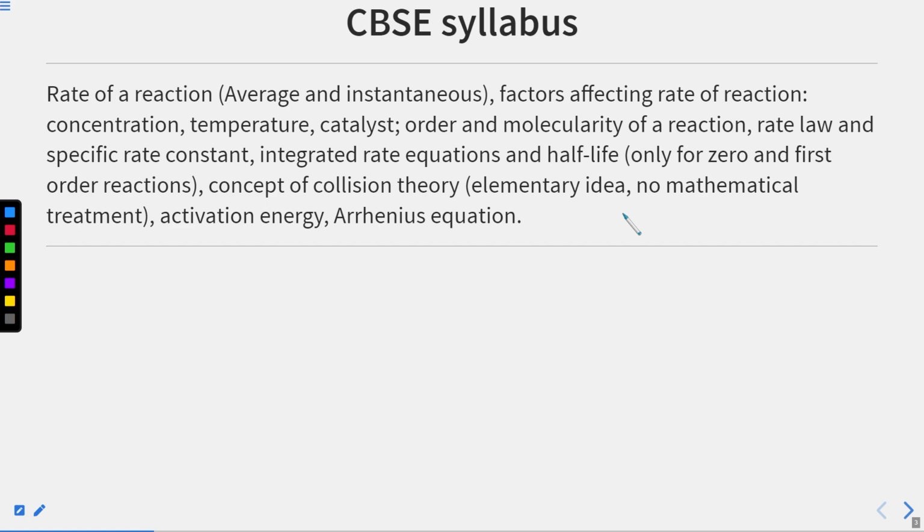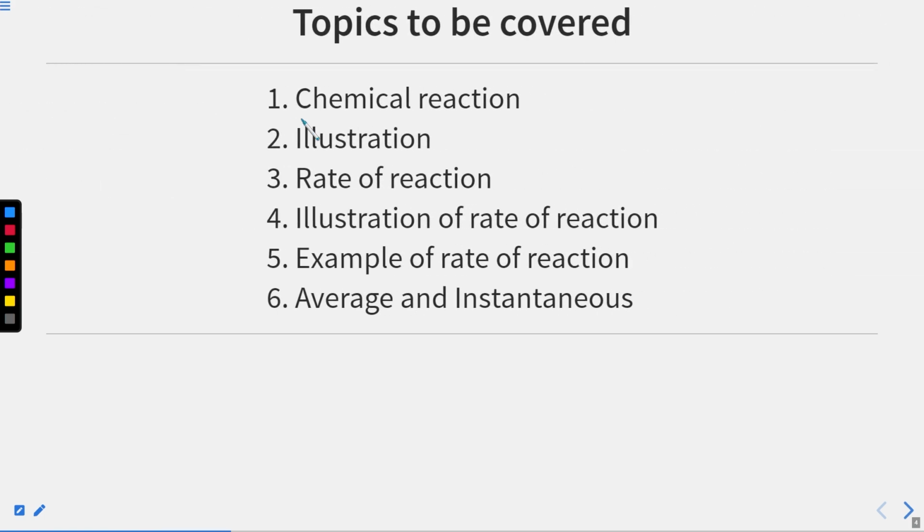Now, if I talk about today's lecture, we will be seeing the rate of a reaction, in which we will see two types of rate of reaction. The first one is the average rate of reaction, and the second one is instantaneous rate of reaction. Now, if you look at the subtopics for today, we will see what is a chemical reaction, and then we'll see how a chemical reaction is quantified by kinetics. So we'll see an illustration of that.